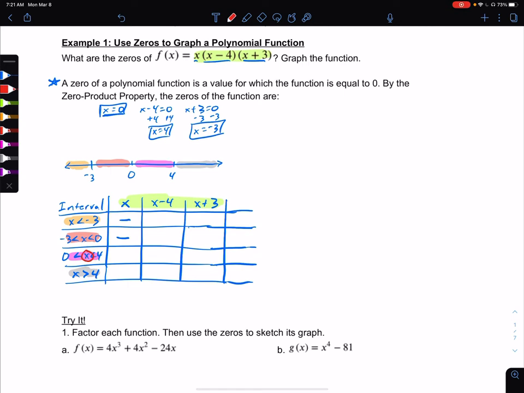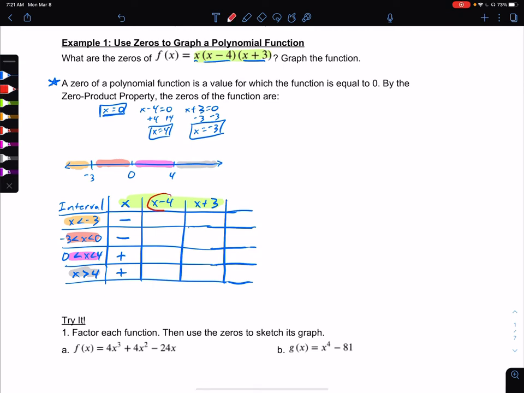Now looking at the x value here, x is between 0 and 4, so that tells me it has to be positive. And then finally, x is greater than 4. Obviously anything greater than 4 has to be positive. So that's how you would fill out the chart.